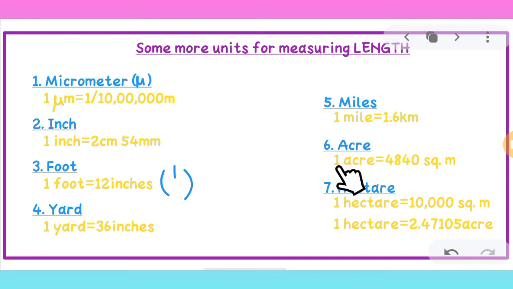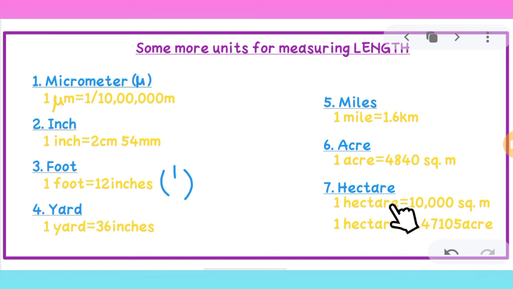The next is your acre. 1 acre is equal to 4,840 square meters. Now this acre and this hectare, both these units are used for measuring landforms or plots. You are aware that square meter is the unit for area. So whenever we have to find out the area of a landform, it is always in square meters. So this many square meters, that is 4,840 square meters, is equivalent to 1 acre.